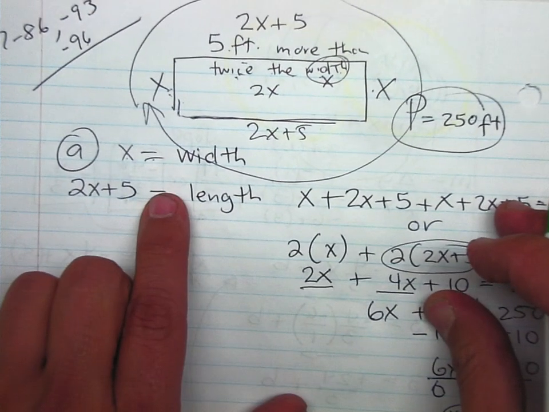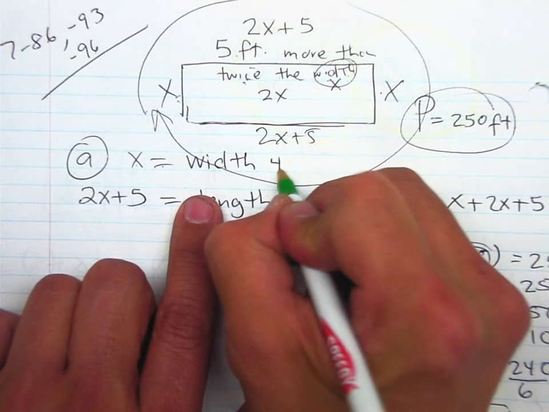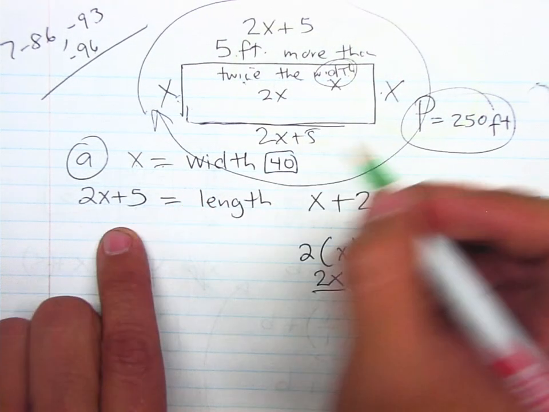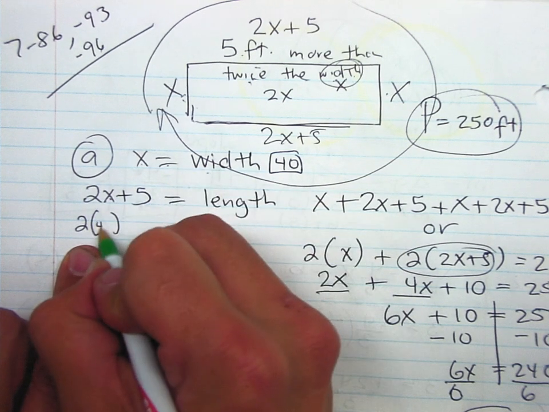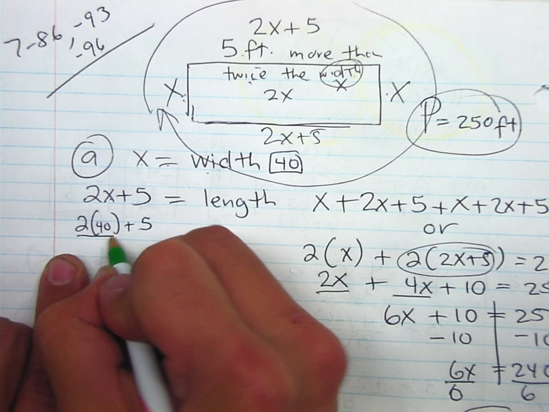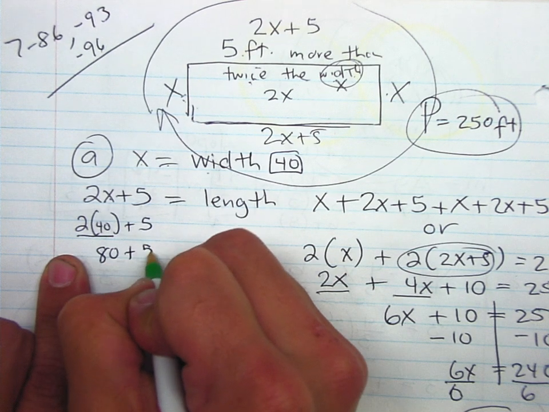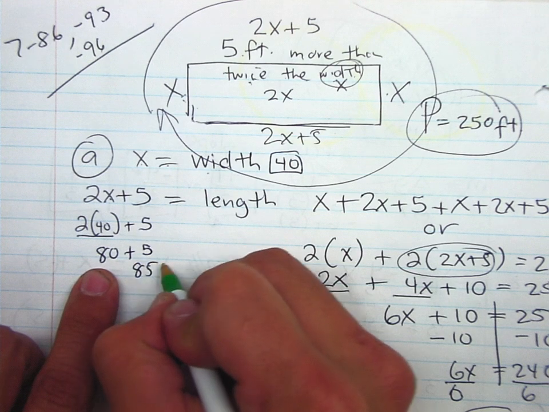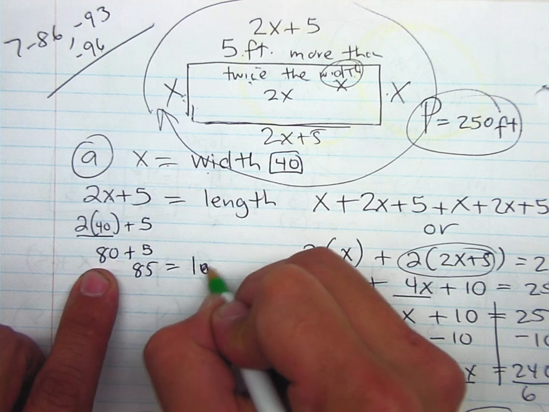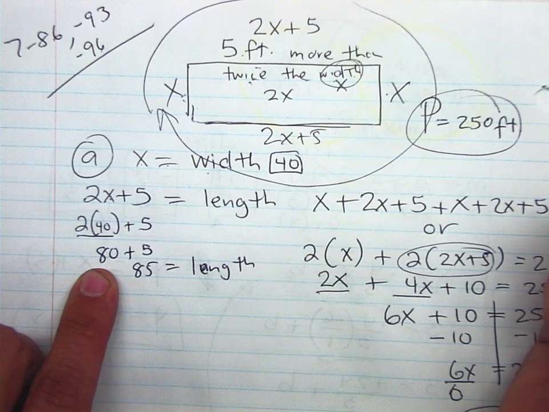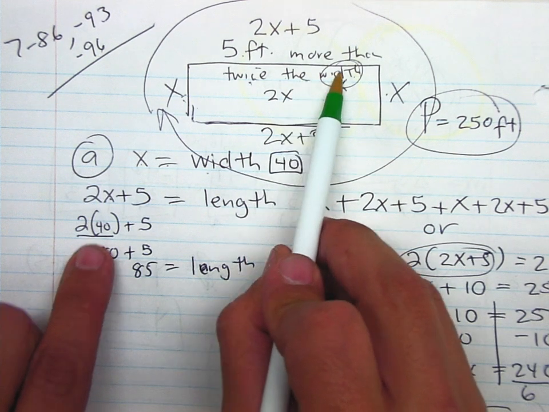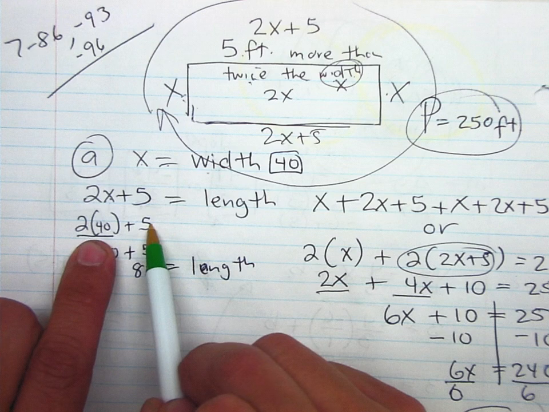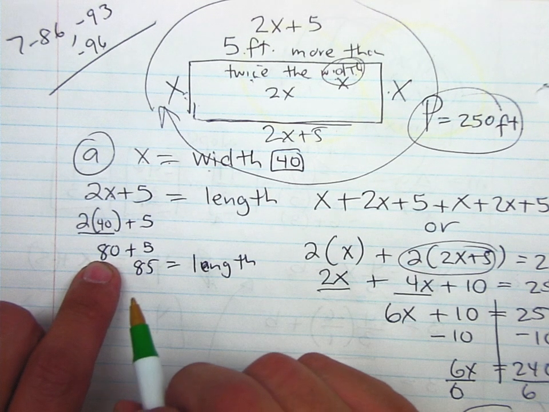That will correspond with part C. C says, you got your dimensions, find the area. If we get 40 and 85, the area is length times width. 40 times 85 should equal 3,400 square feet. There we go, we're done. Did you get it? Pretty easy, right?